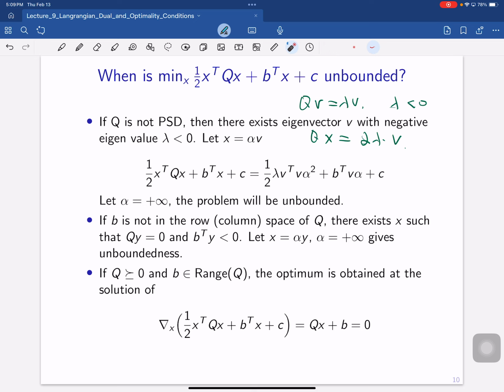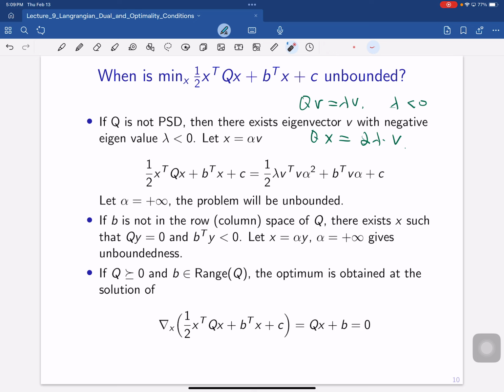For the sake of the argument, if you believe me, you plug in the x, and it will equal this term. Now it is a function of alpha. The v and lambda have been picked by me. I just pick a negative eigenvalue and the corresponding eigenvector. Now, what is the sign of this term? Lambda is negative, and v transpose v is the norm of a vector, so it must be positive. Therefore, the coefficient of alpha squared is negative.